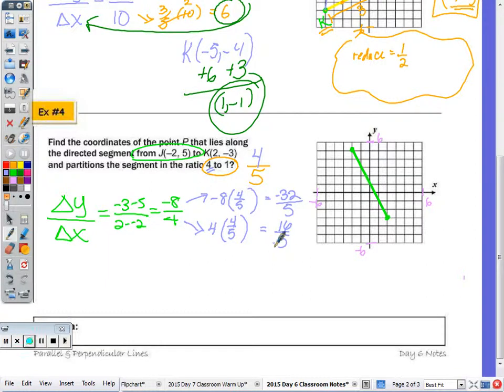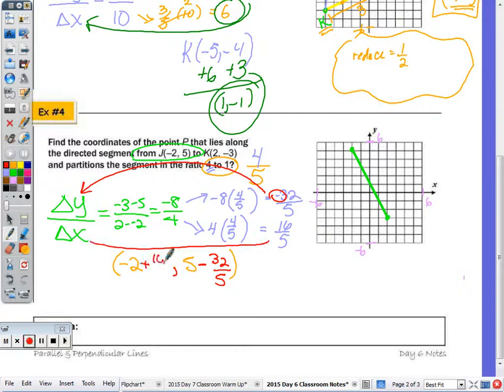We said we were going to add them to J. So J is (-2, 5). I'm going to write it across instead of up and down like I did before because I'm running out of room. So I'm going to add, or in this case, because it's negative, when you add a negative, it's the same thing as subtraction. So I'm going to subtract. Ooh, I almost made a mistake. I shouldn't be subtracting that from the x, right? I should be subtracting that from the y. So be careful. So I have to subtract from the 5, negative 32/5. And then to the negative 2, which is the x, I'm going to add 16/5.